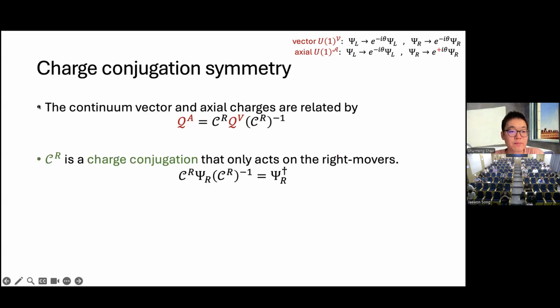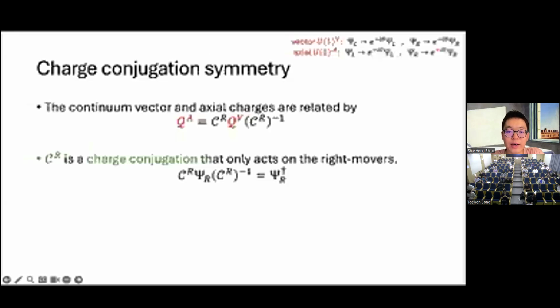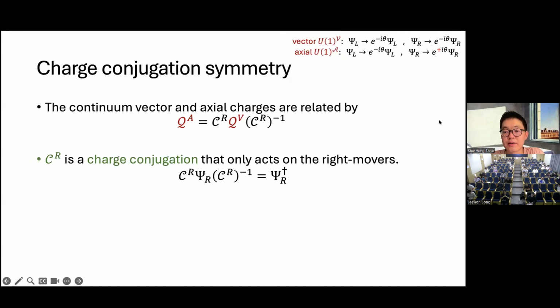So here's the definition. This charge conjugation conjugates the right-moving Weyl fermion to its dagger and vice versa, but it doesn't do anything to the left mover. So it's just some Z2 unitary symmetry of your continuum field theory, an honest-to-God unitary Z2 symmetry. And you can see that if you do a right-moving charge conjugation, you swap psi_R with psi_R dagger, and therefore flip the sign here. And that's why the vector charge and the axial charge are related by this unitary Z2 symmetry in the continuum. It's a very simple group theoretical fact in the continuum.